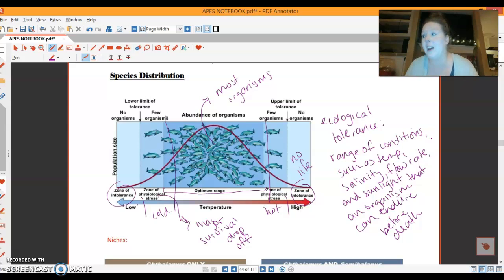That fish survived for like another 5 months, I'm telling you. It was the weirdest thing ever. Anyway, ecological tolerance right there, okay?